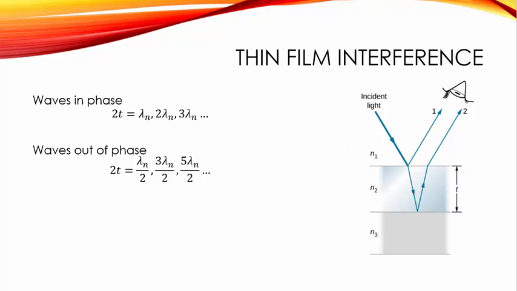So to find the thickness of the film, you would use one of these two equations. And so if the two waves are in phase, you use the top equation. And if the two waves are out of phase, or one of them flipped and one didn't, then you use the second equation.